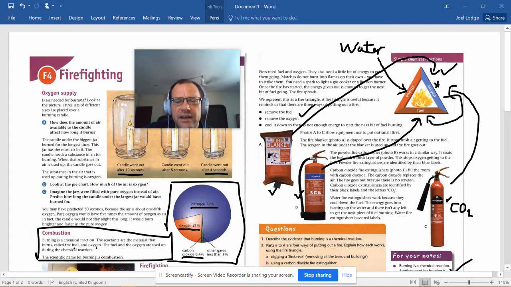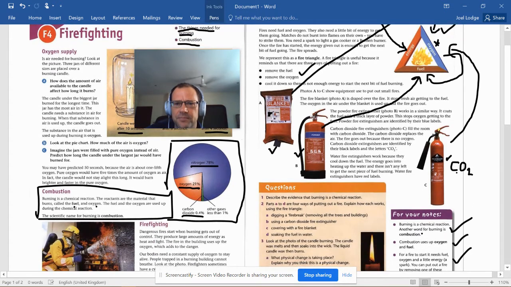Take away the energy. So water is very cool, much cooler than the fire, and it actually cools down the entire fire. So we're taking away the energy that's needed for this chemical reaction to take place. Without it, that doesn't happen. So there's the fourth. Okay, so we've got water, fire blanket, powder, and CO2. Different ways we can put out fires.